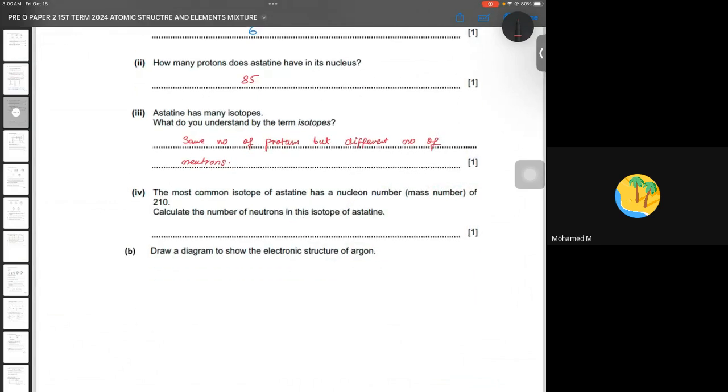The most common isotope of astatine has a nucleon number, that is the mass number, of 210. Calculate the number of neutrons in this isotope of astatine. Since you know that the proton number is 85, we can find out the number of neutrons by subtracting the proton number from the mass number. So I would be getting 210 minus 85. That would be equal to 125.